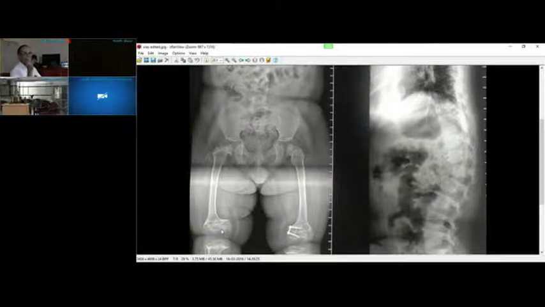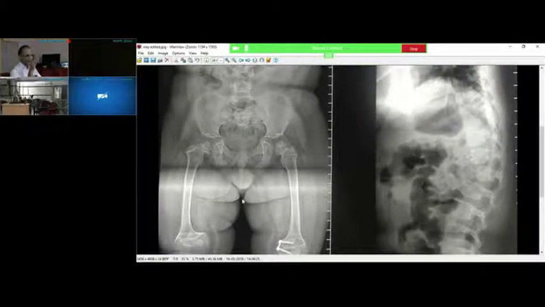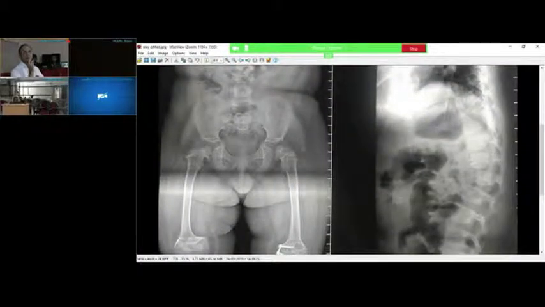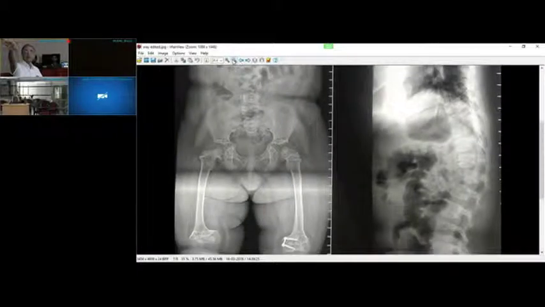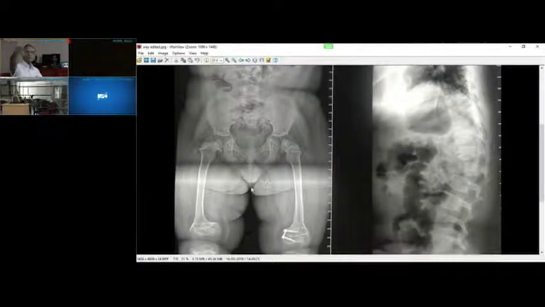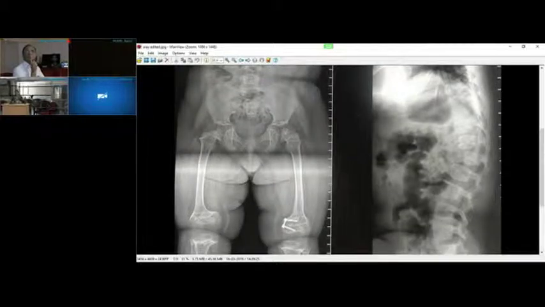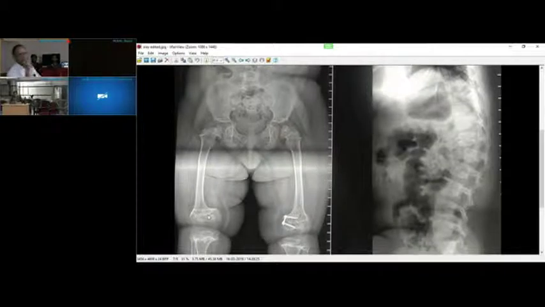Keep magnifying. I want to see just the metaphysis, the distal metaphysis of the femur. Are you able to magnify more? You're not able to go. Scroll from the scroll bar here on the right. In IrfanView, you cannot move the image; you just use the scroll bar on the right.